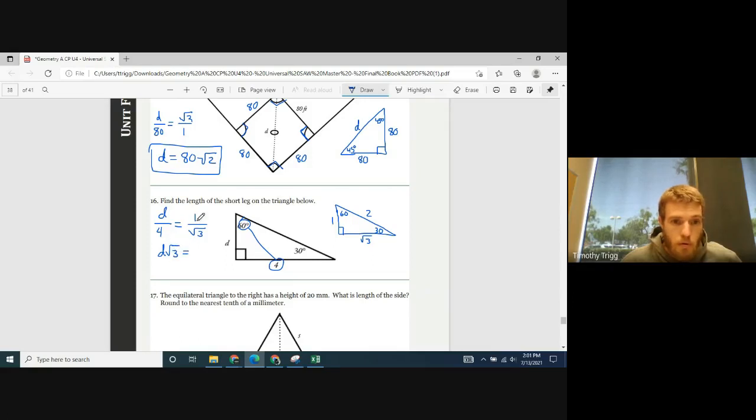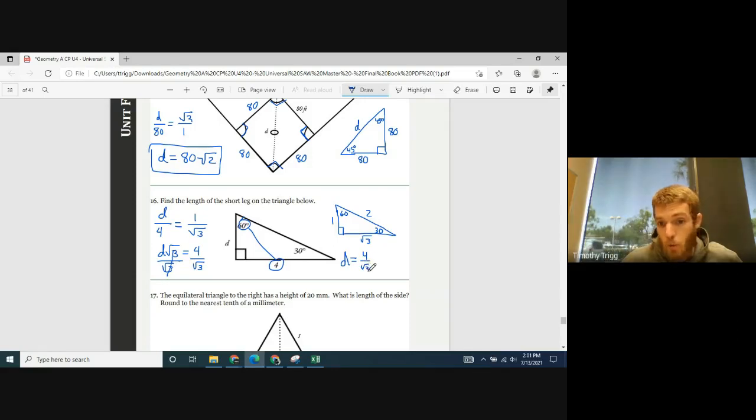Equals 4 times 1 is 4. From here, to get D by itself, we divide by square root of 3. So we've got D, I guess I'll write over here, I'm running out of space. D equals 4 over square root of 3.